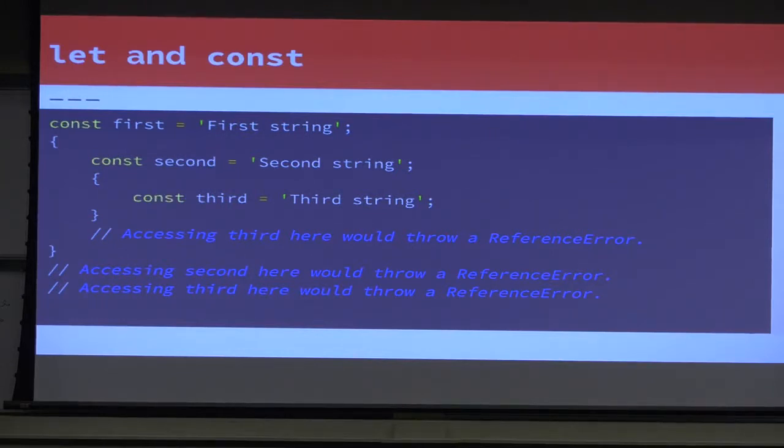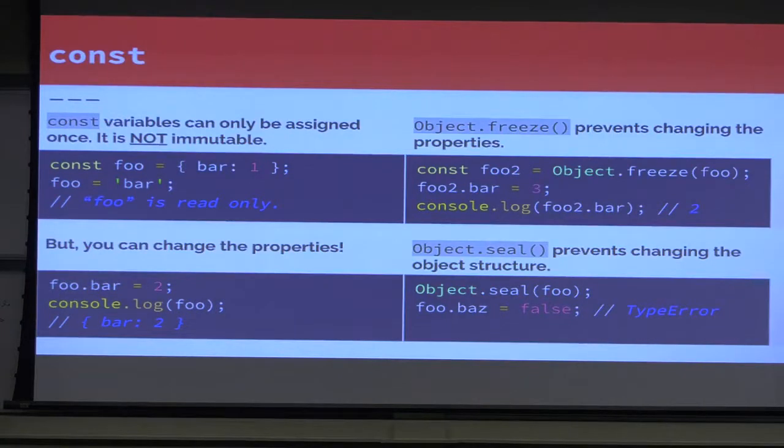Now, you're probably wondering, what's the difference between let and const? Const variables can only be assigned once, but they are not immutable, and that's a very common misconception in ES6. You can change the properties of a const variable. If you want to freeze the object so that you cannot change any properties, you can use Object.freeze. If you just want to stop someone from changing the structure of an object, that's where Object.seal comes in handy. But one thing to keep in mind, as I said, it can only be instantiated once, but it is not immutable.